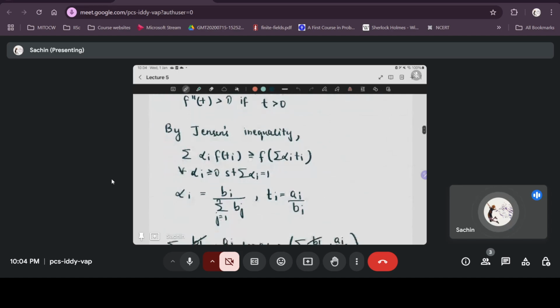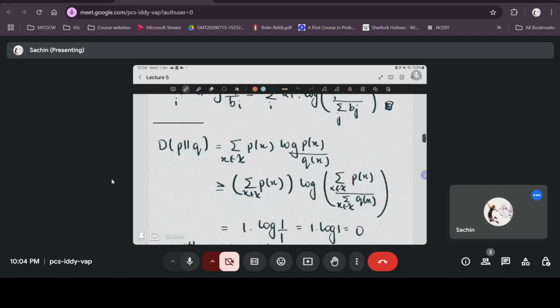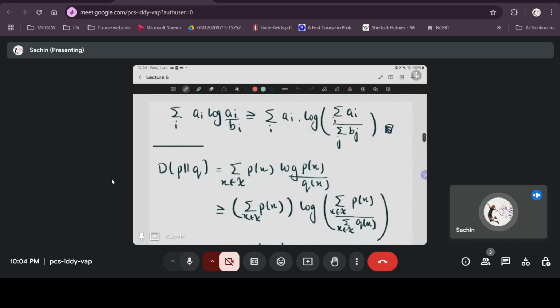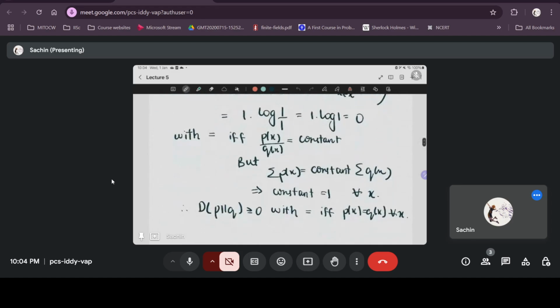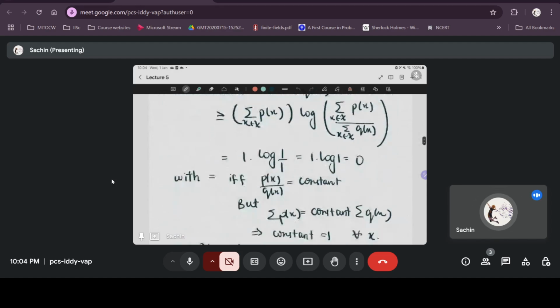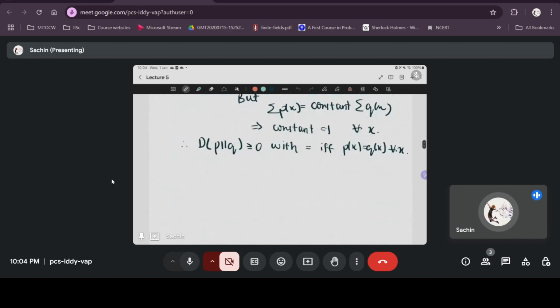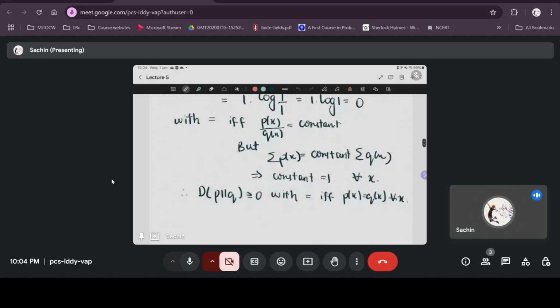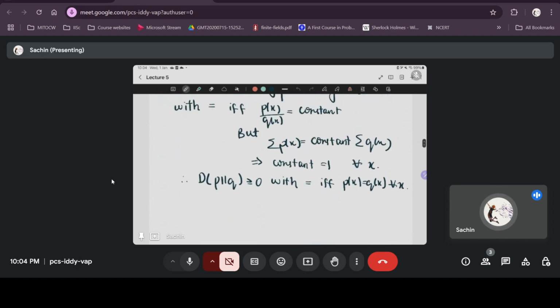And we can apply that log sum inequality and show that the relative entropy is a non-negative quantity. We had seen a different kind of proof earlier, but we can also prove this using the log sum inequality. D of p parallel q is greater than or equal to 0 with equality if and only if p and q are the same distribution.